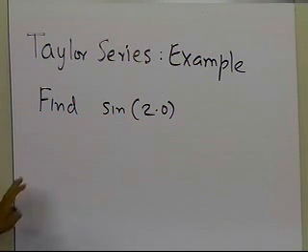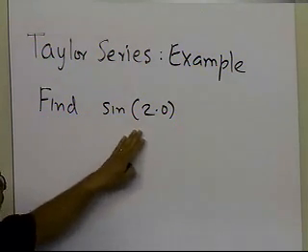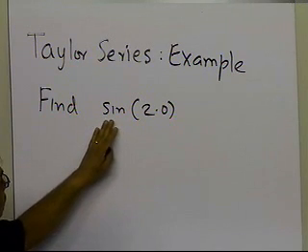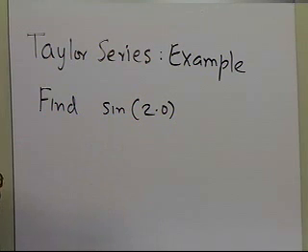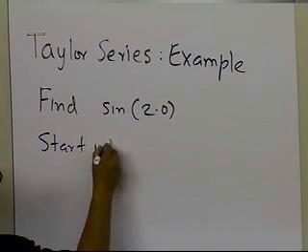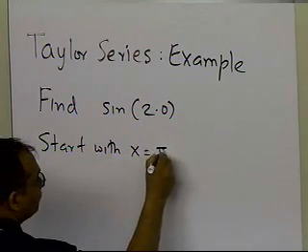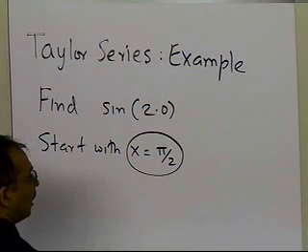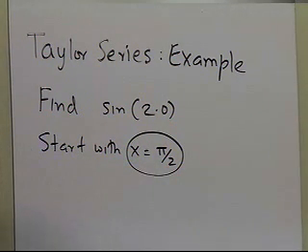Now, if we're going to use Taylor series or Taylor's theorem to calculate sine of 2.0, we need to understand that we need to start with some initial point. What I'm going to do is start with x equal to pi by 2. That means this is the place where I know the value of sine and all its derivatives.